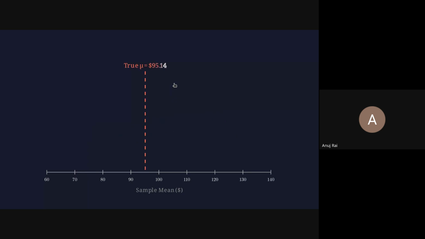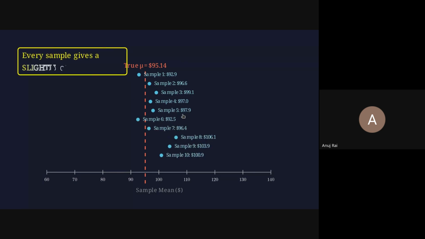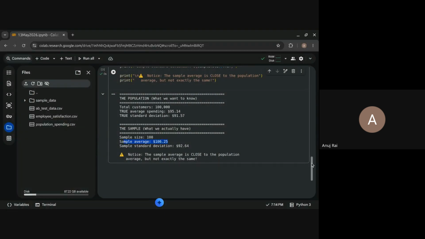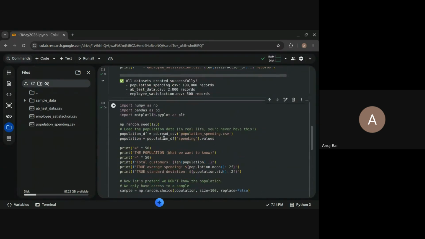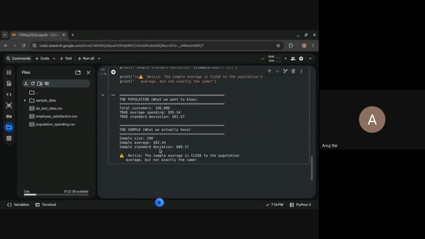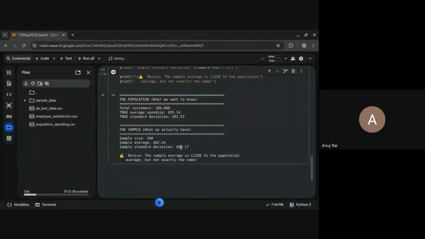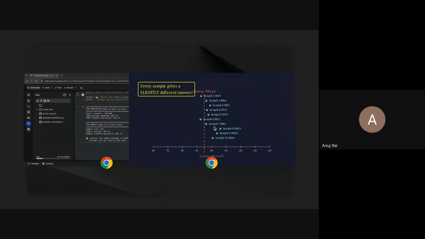We have also seen that different samples lead to slightly different sample means. Whenever you take a sample from the population and get its statistical summary, you will get a slightly different answer, not only with the average, but also with your standard deviation, variance, or any other statistic.